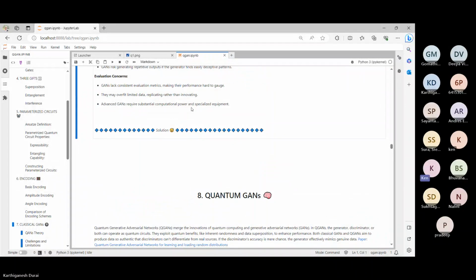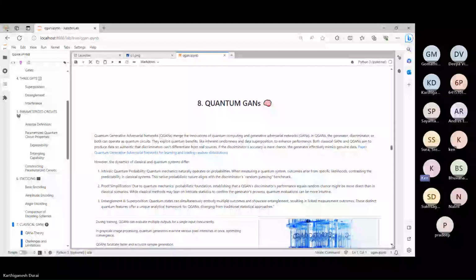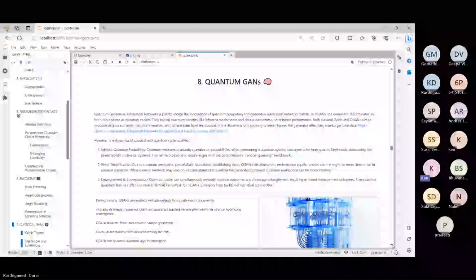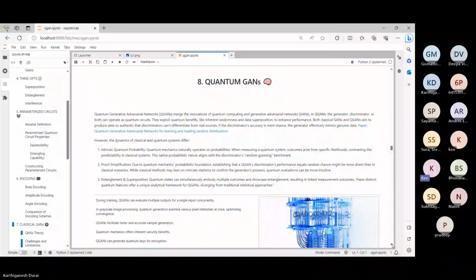Okay, so let's move on to our quantum GANs. Quantum GANs are the quantum analog, but they're much easier to implement and more efficient. Quantum GANs merge the innovations of quantum computing and generative adversarial networks together. In quantum GANs, the generator, the discriminator, or both can operate as quantum circuits. They exploit quantum benefits like inherent randomness, data superposition, and enhanced performance.